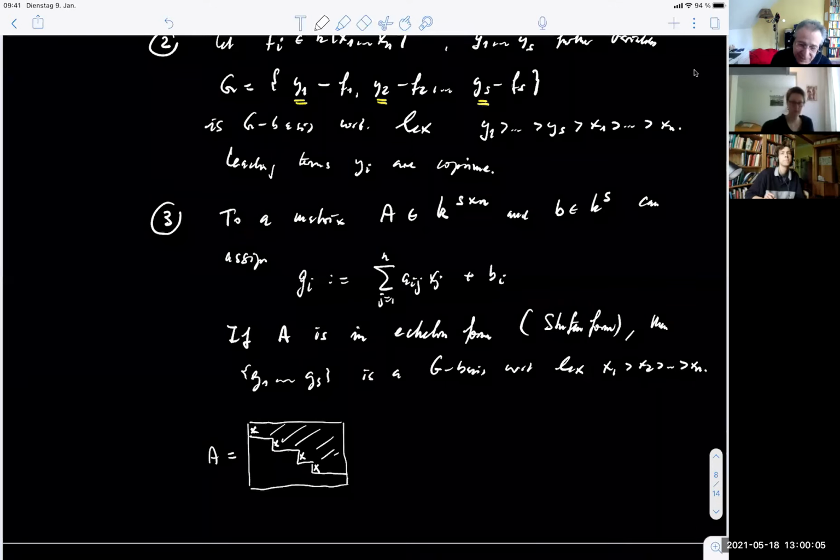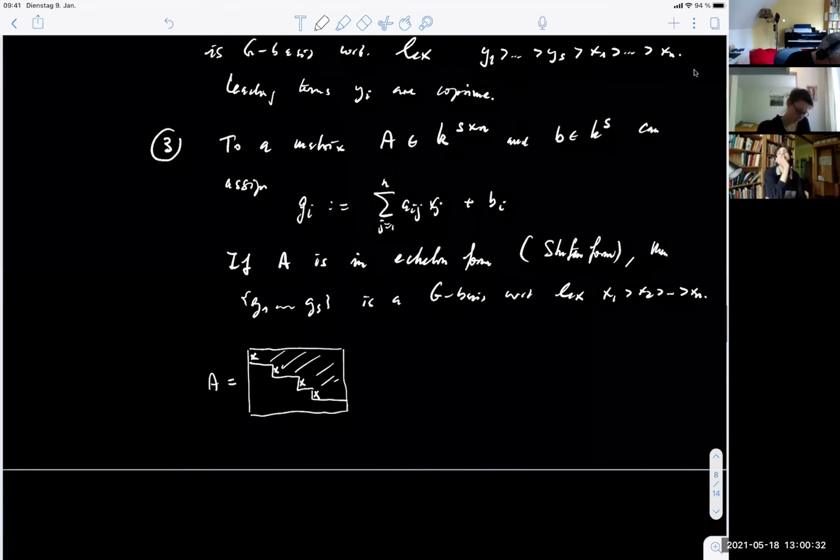So I think this example is very important. You see that this concept of Gröbner basis is very closely related to echelon form. And now, next, we will learn how we can actually compute the Gröbner basis. There is an algorithm for that which is conceptually very simple. And this algorithm is closely related to Gaussian elimination, so it's conceptually very close.